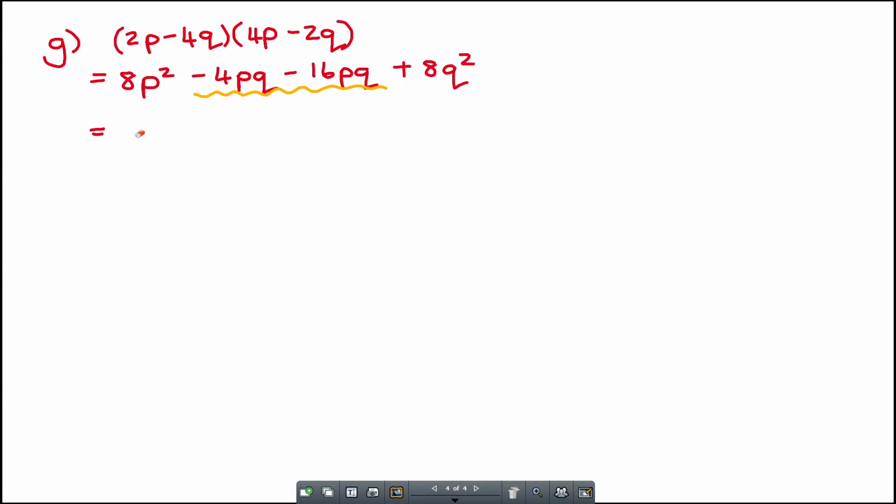Right, so 8p squared, those middle two are like terms, so that's going to be minus 20pq and then plus 8q squared. Okay, number 4.